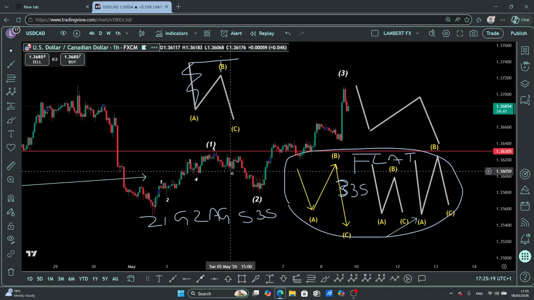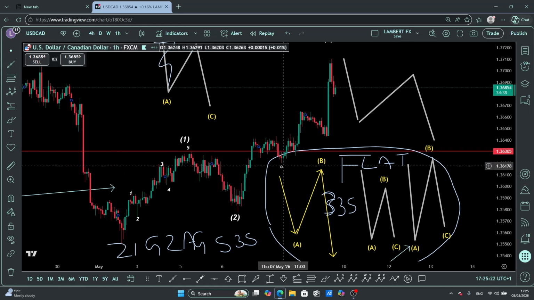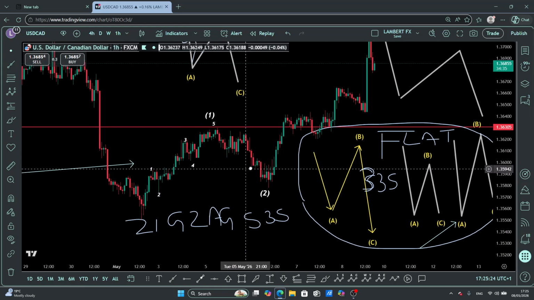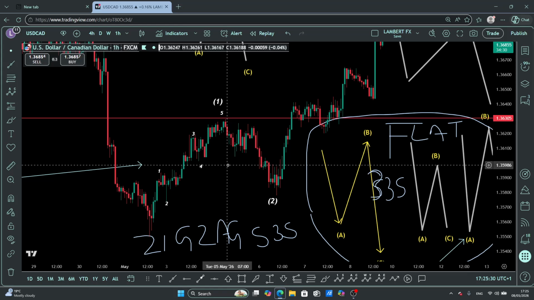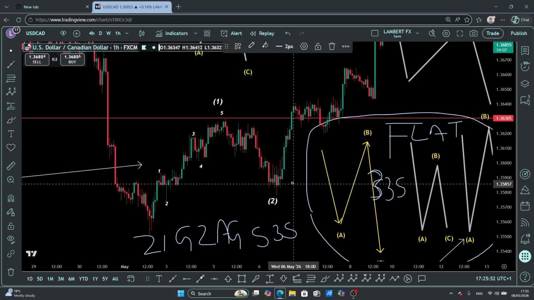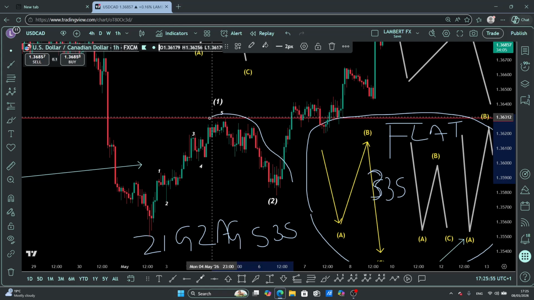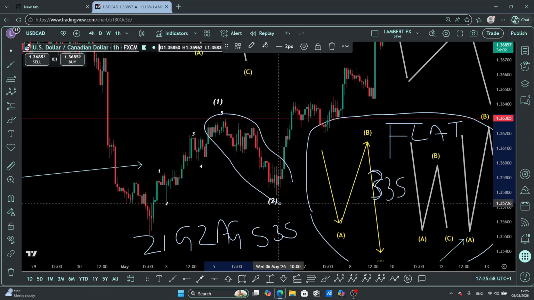So let's talk about this leg 2, what we have here. From what you know so far, you have a 3-3-5 corrective pattern, which is a flat, and in the flat you have regular, expanded, and running flats. And also you have a zigzag. I'll pause the video here for 5 seconds for you to see if you can identify what structure this is based on what I just spoke about.